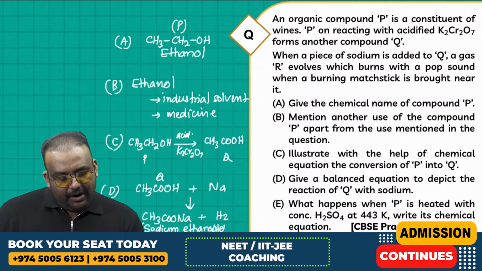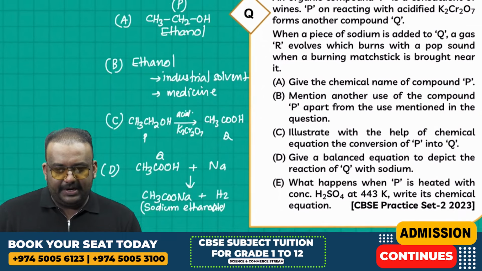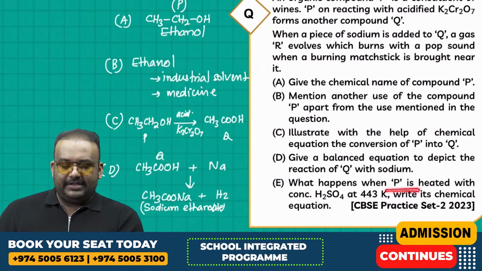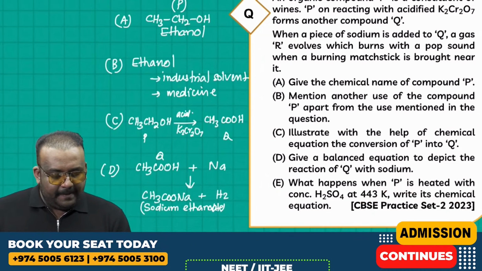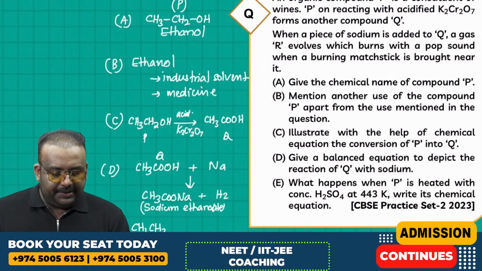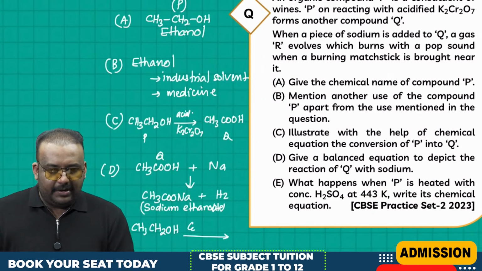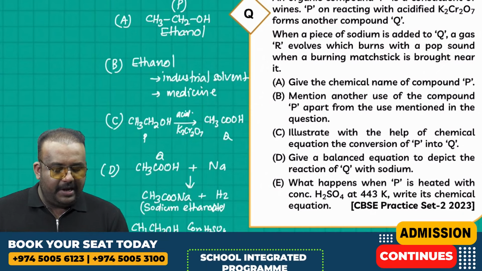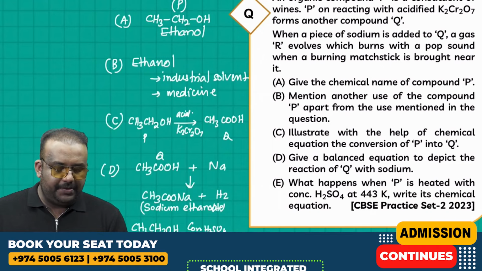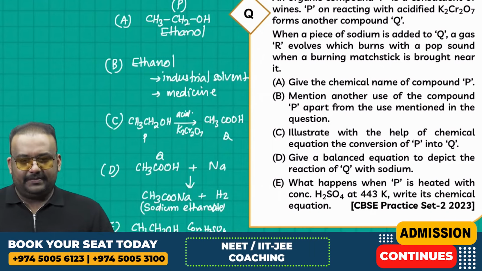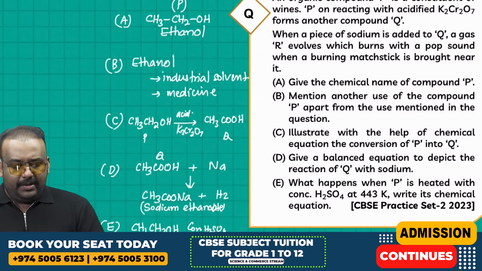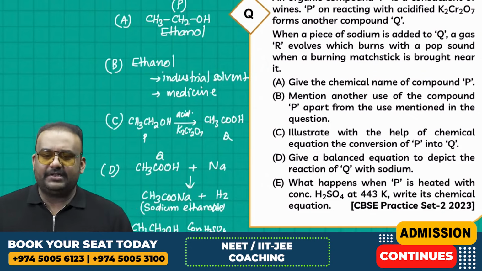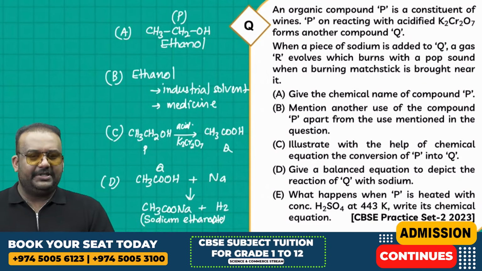Then the last question is, what happens when P is heated with concentrated sulfuric acid at 443 Kelvin? Write its chemical reaction. Again, a reaction which we are already thorough about. Ethanol, CH3CH2OH, on treatment with concentrated sulfuric acid at 443 Kelvin will undergo dehydration to form CH2=CH2 plus H2O. This is the reaction. It's an important question and a very important area. It covers so many reactions, so please be thorough with these concepts.